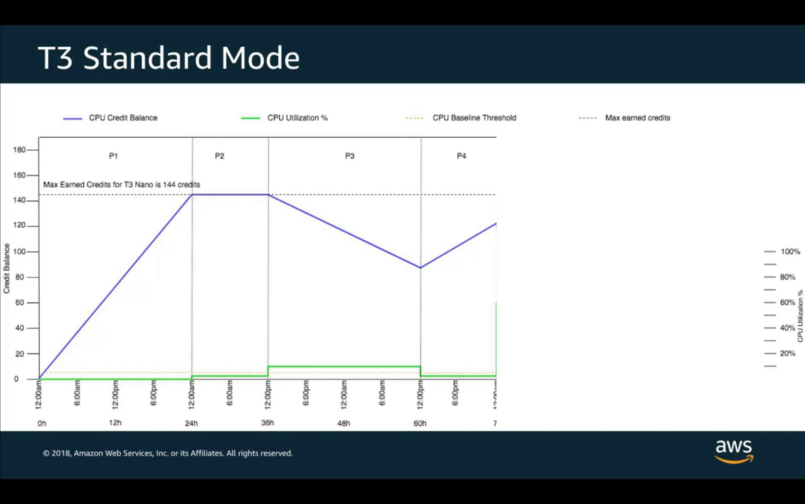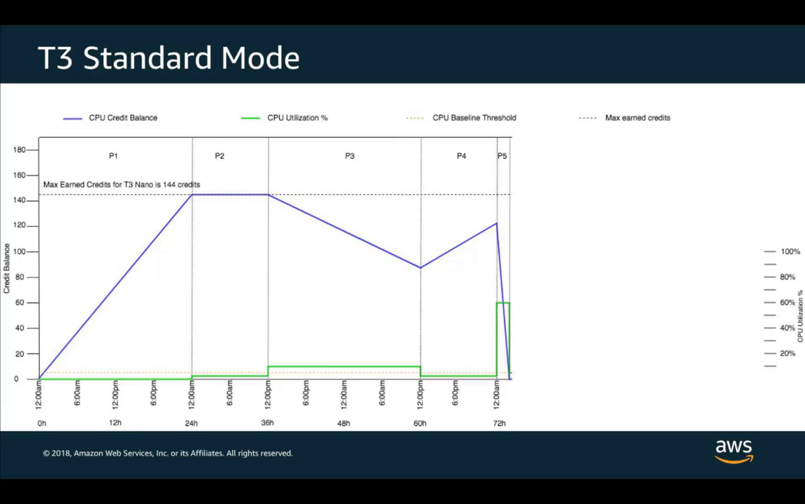Then we have another period of 12 hours where the CPU comes back to 2.5%. Here there's an opportunity for the Nano instance to earn more than it spends. It earns 6 per hour or 72 credits in the next 12 hours. It spends 3 per hour or 36 in the next 12 hours. So it will accrue the unspent 36 credits in the next 12 hours. So the new credit balance has started to go up, from 86.4 up to 122.4.